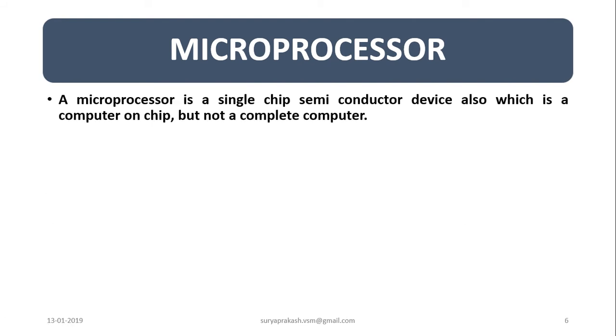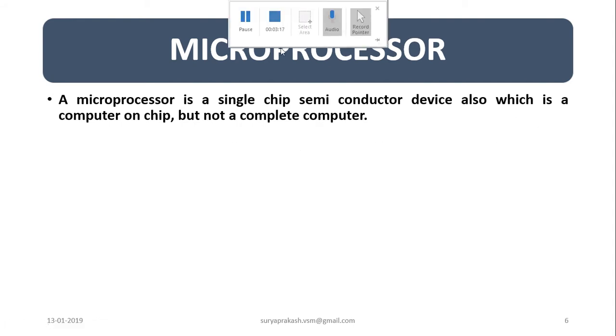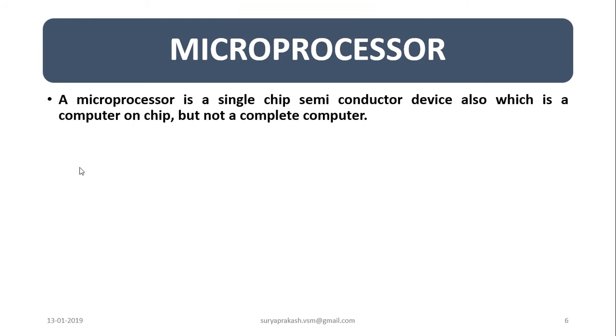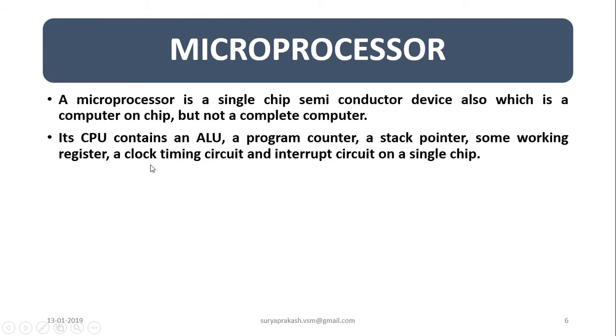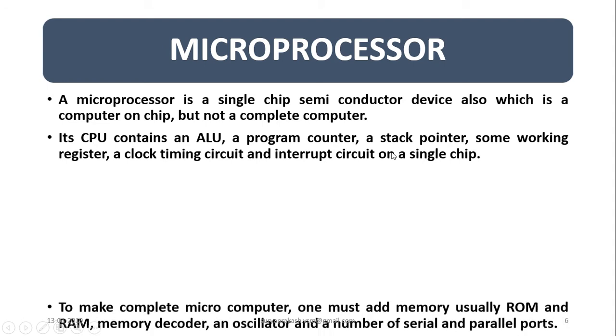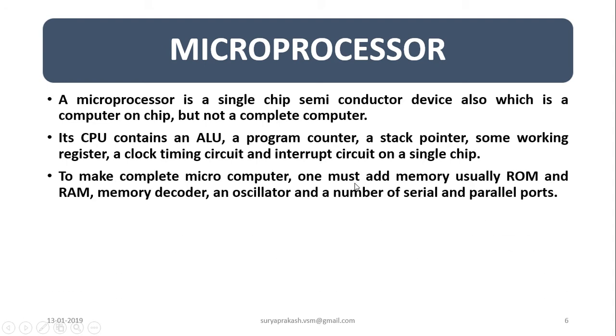First we'll see the microprocessor. The microprocessor is a single chip semiconductor device, a computer on a chip, but not a complete computer. The CPU contains an arithmetic logic unit, a program counter, a stack pointer, some working registers, a clock timing circuit, and an interrupt circuit on a single chip. To make a complete microcomputer, one must add memory, usually ROM and RAM, a memory decoder, an oscillator, and a number of serial and parallel ports to connect with the external world.